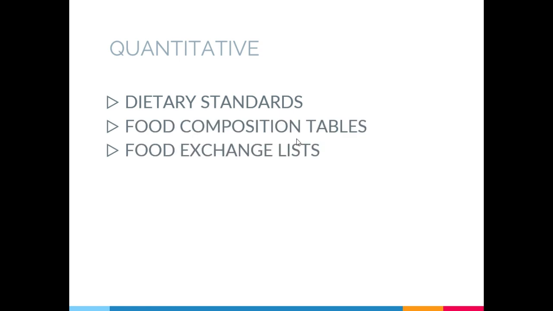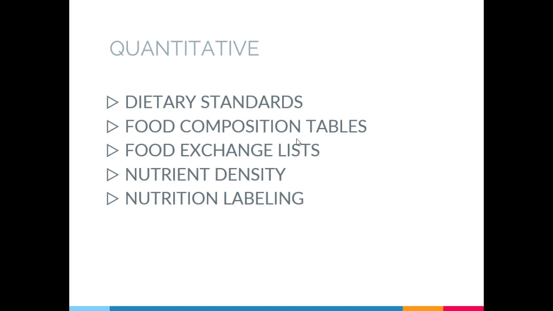We also have quantitative tools. Quantitative tools include dietary standards, food composition tables, food exchange lists, nutrient density, and nutrition labeling, and the latter includes the correct interpretation or correct reading of food labels, which is very important because as registered nutritionist dietitians, it's one of our jobs to educate the patient on how to read labels properly and correctly.